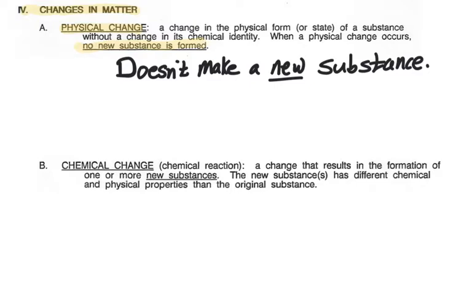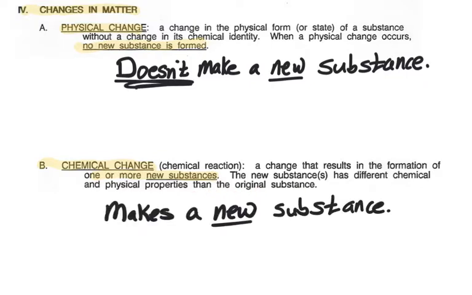On the other hand, a chemical change is usually due to a chemical reaction. And this is a change that results in the formation of one or more new substances. The new substances have different chemical and physical properties than the original substance. So let's focus on the physical changes first.